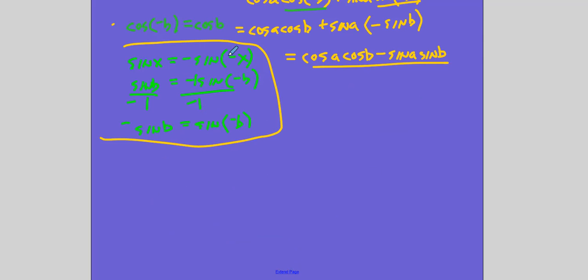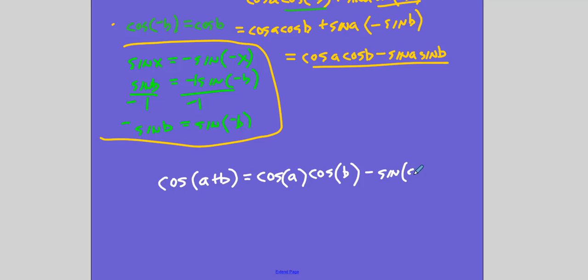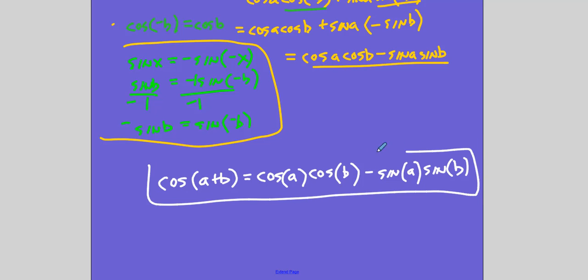So let's write it down again. Our final conclusion is cosine of a plus b equals the cosine of a times cosine of b minus the sine of a times the sine of b. And that is our final result, which is what we were trying to prove. So this concludes the video.